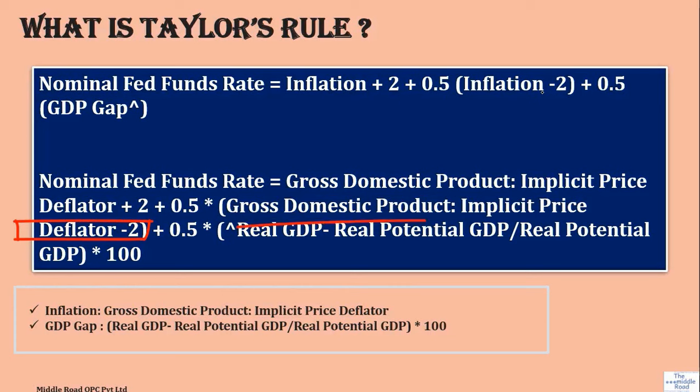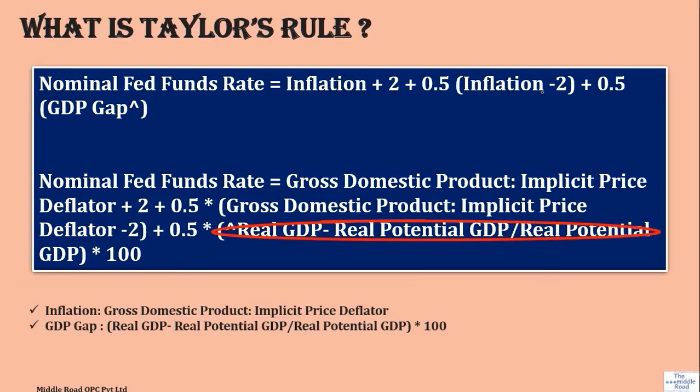There are various ways to calculate it. One way is, whenever you're looking at inflation, you look at the gross domestic implicit price deflator. That is the variable which you should be looking at. And when you're looking at GDP gap, one of the ways is to look at real GDP minus real potential GDP, which is the natural level of growth, divided by real potential GDP, times 100. This is how it's being calculated. I've used it. You could use the data. You can also get the data from the Fed.